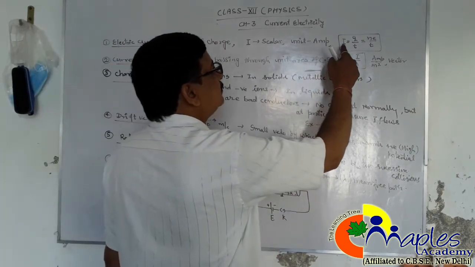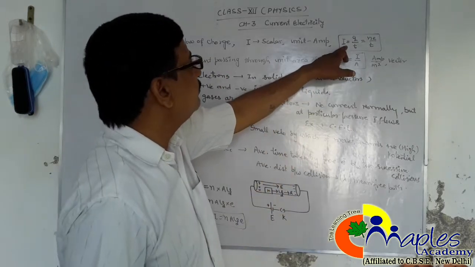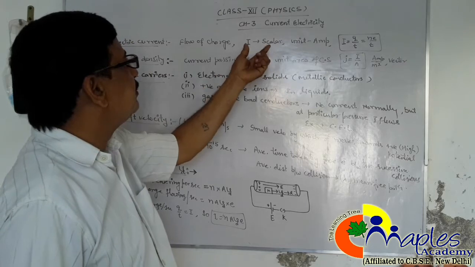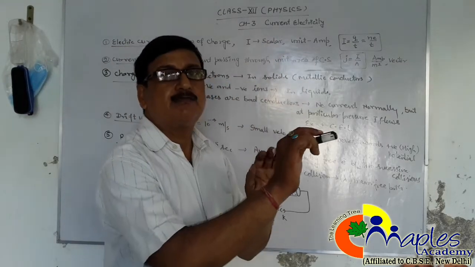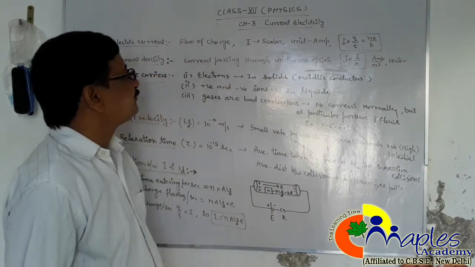It is measured by the rate of flow of charge, meaning charge flowing per unit time. I equals Q by t. Electric current is denoted by I, and it is a scalar quantity, not a vector. Although we show the direction of current by an arrow, its unit is ampere, and it is a fundamental quantity.